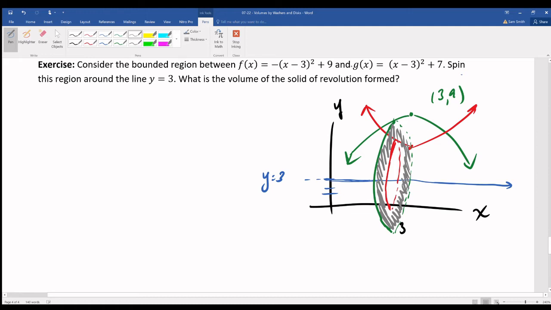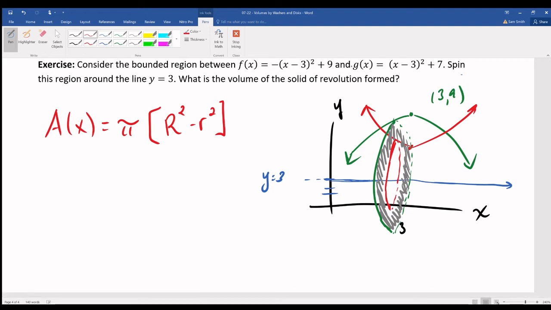Now, the interesting thing about this particular example is that the cross section is still a washer. So the area of the cross section at this particular x value is still going to have the same general format of big radius squared take away little radius squared. Where it becomes interesting is actually trying to figure out what is big radius and what is little radius.